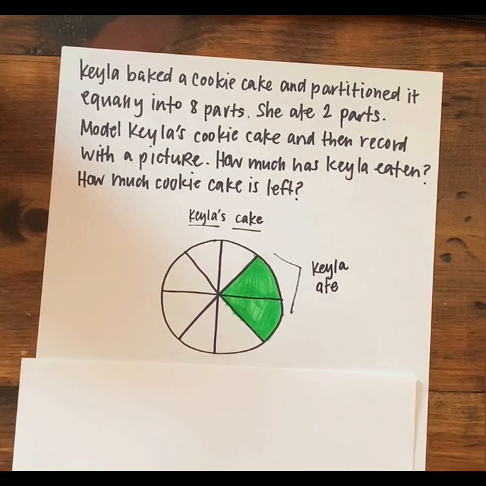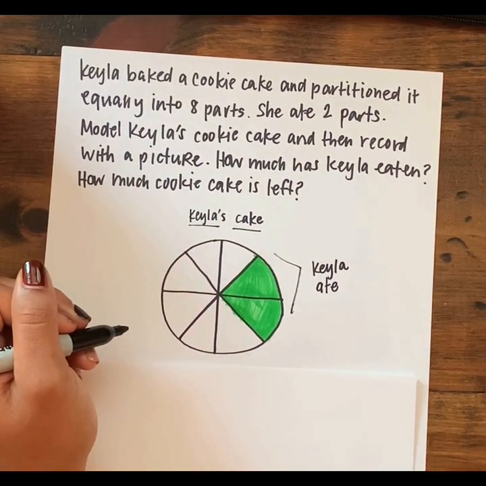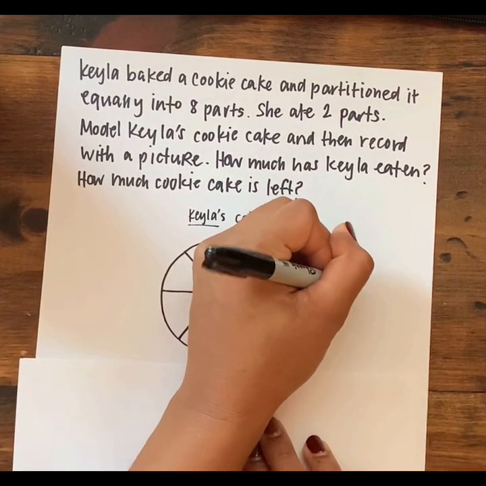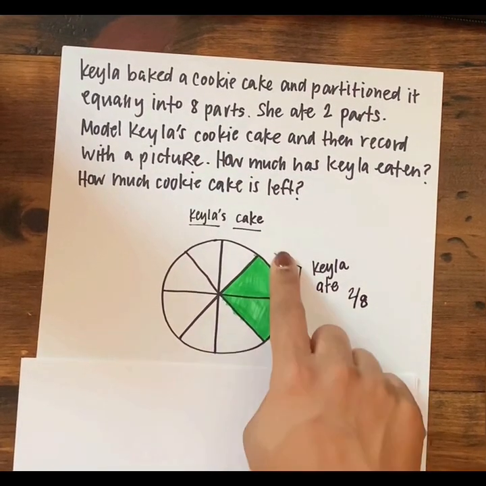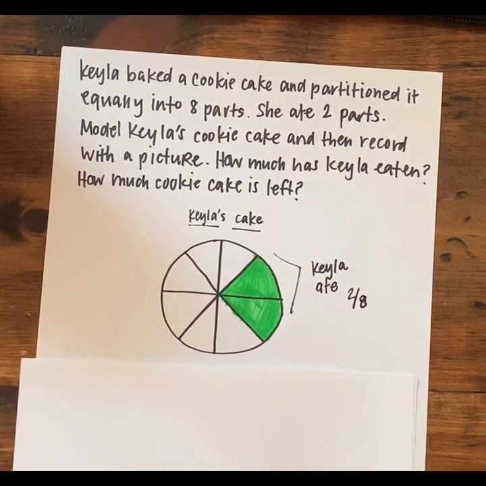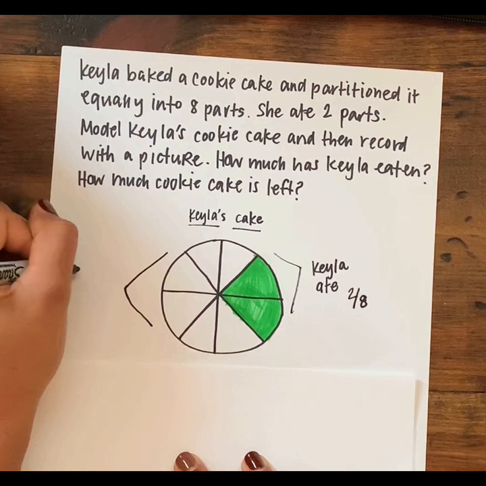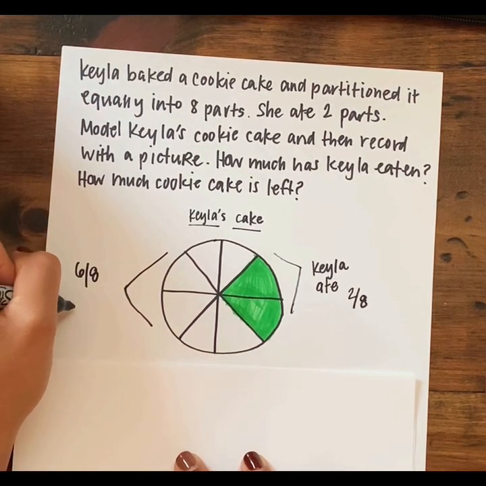That's right. We can count the remaining pieces to figure out how much she has left. If Kayla ate 2/8, how many eighths does she have left? Yes, that's right. 6/8. Why did that work?